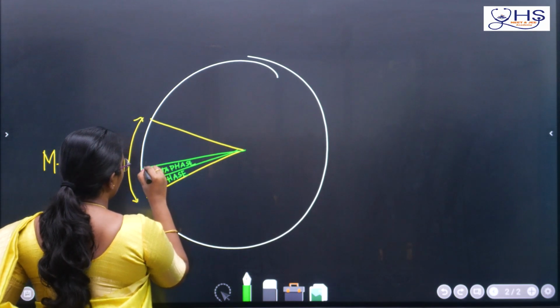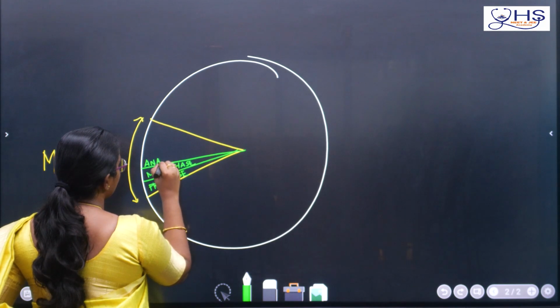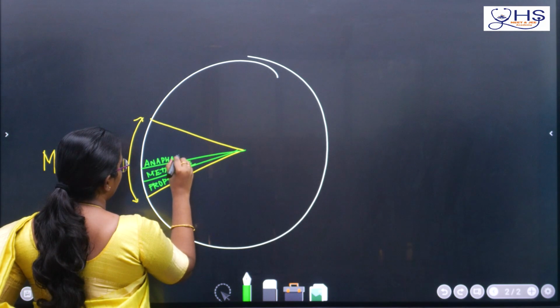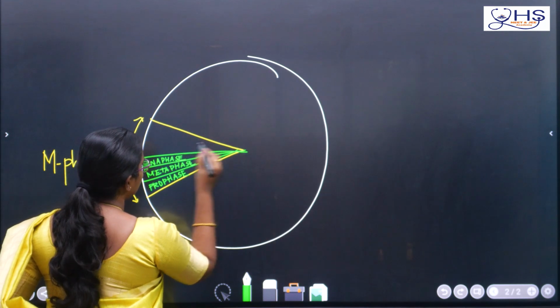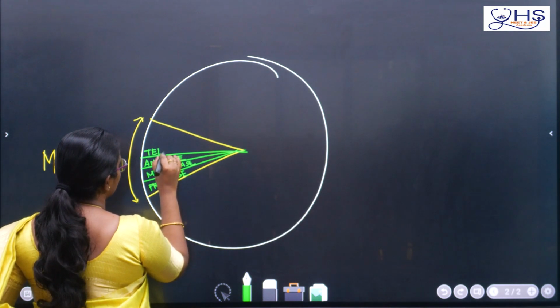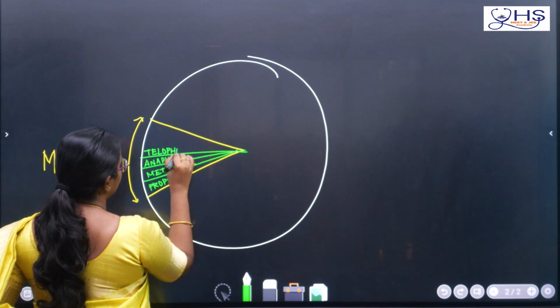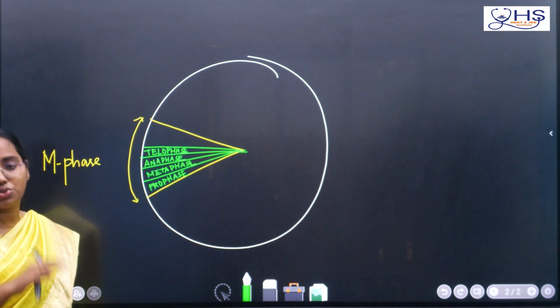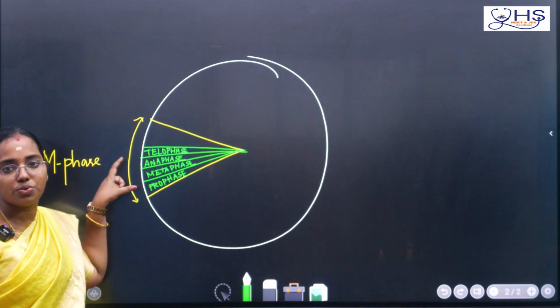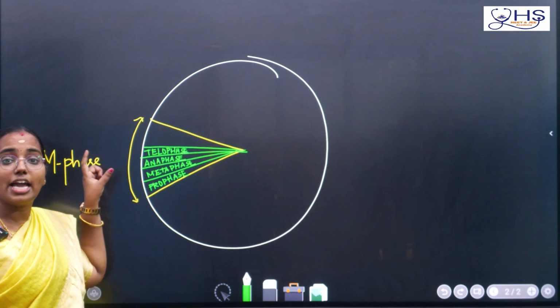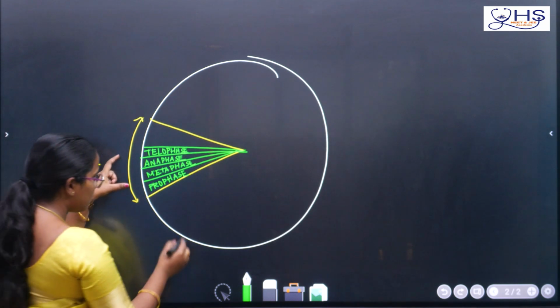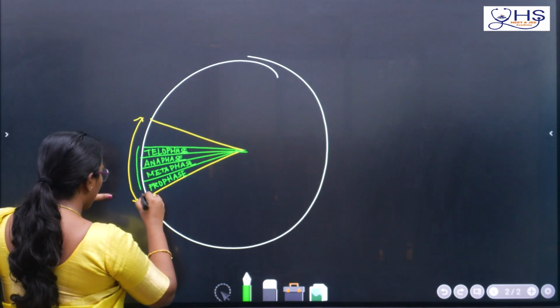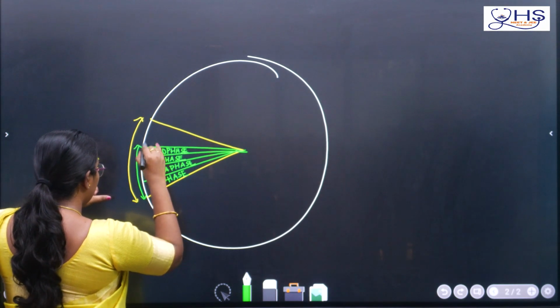Next, anaphase. Next, telophase. Now these four phases together are called, very good, karyokinesis. So we'll use green color to represent this.